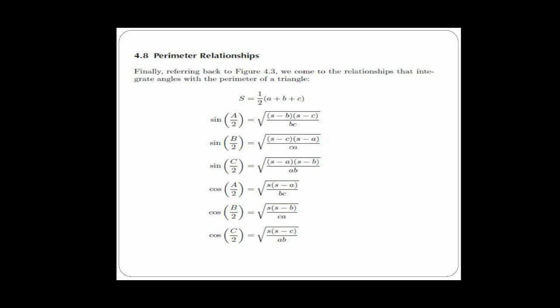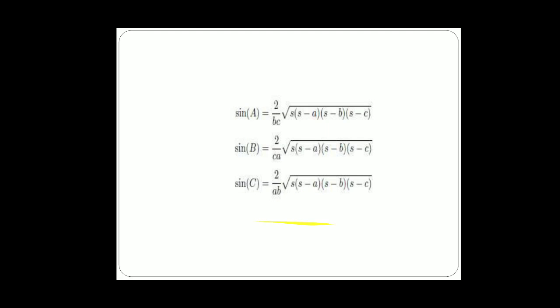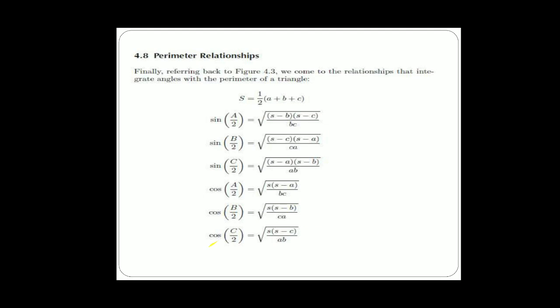And for that sake, cos(A/2) is equal to root of S into (S minus A) upon BC. Cos(B/2) is S into (S minus B) upon CA. And cos(C/2) is S into (S minus C) upon AB. When I am using cos, I am multiplying it with the same value, that is A is A, B is B, C is C. But when I am doing it in sine, I am using the inverse value. So this is the relationship which is used for perimeter of a triangle using trigonometry.